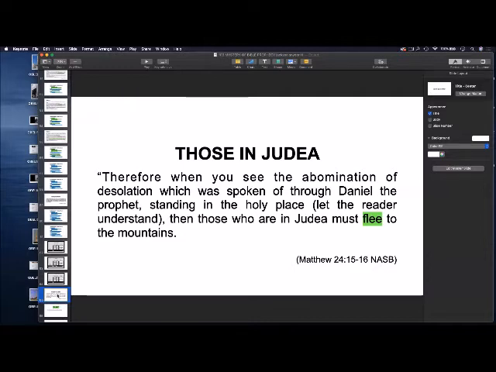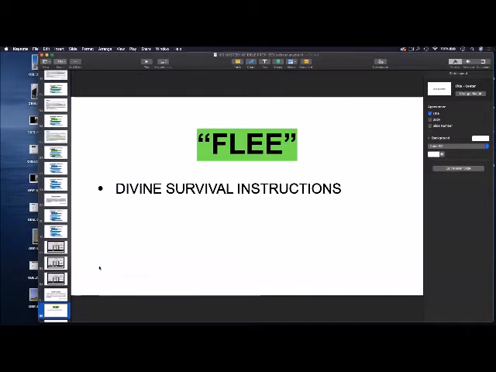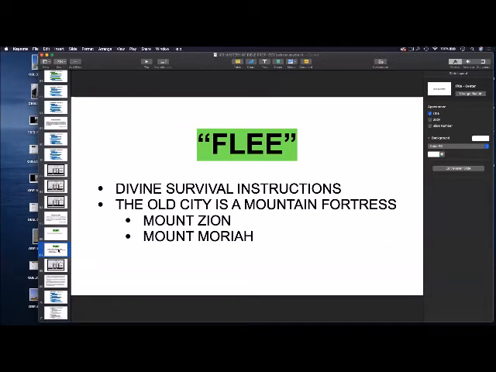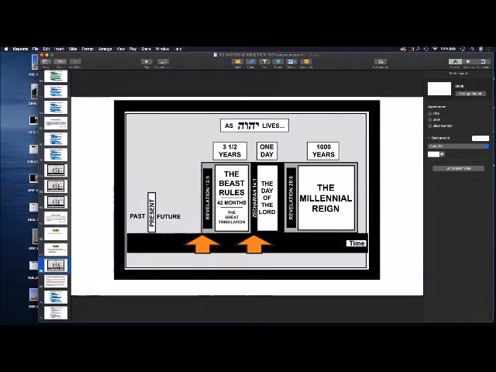Now, he's not telling those that are in the Ozarks or in Alaska or Siberia or whatever that it's time to flee then, because he's only talking to those that are in Judea at that time. So the idea behind flee is divine survival instructions. And the old city is a mountain fortress, and Mount Zion and Mount Moriah are part of that system. So these are the two references to, you know, the first reference is to flee to the mountain.